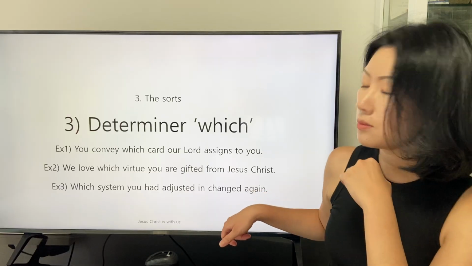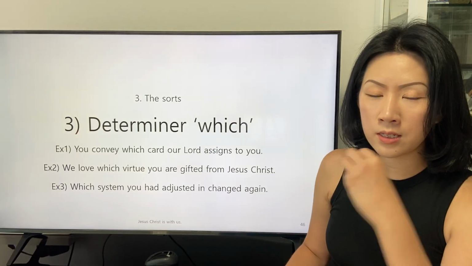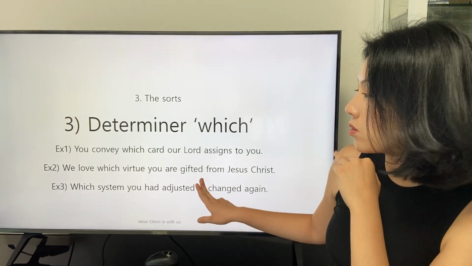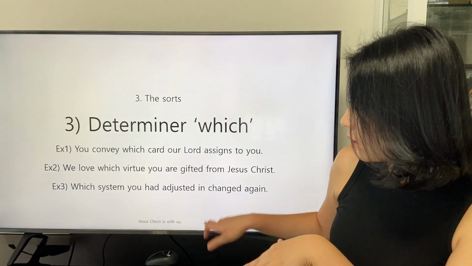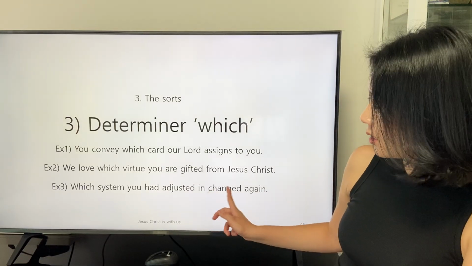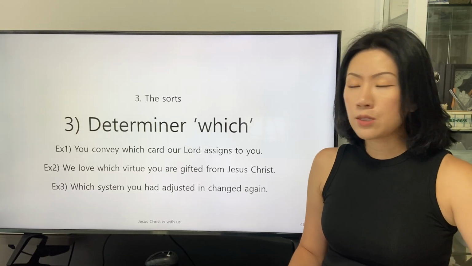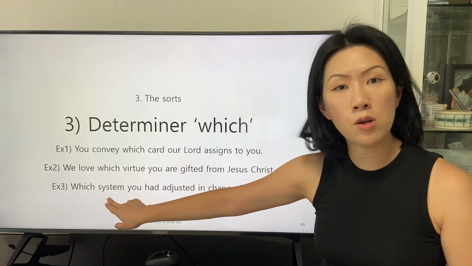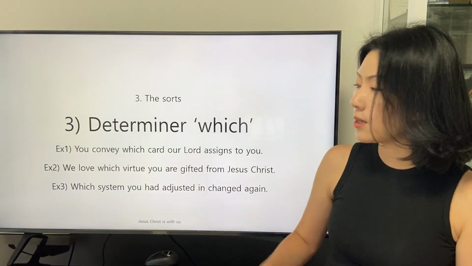In this sentence, we find that the transitive verb changed is applied as the verb of the main clause, and we can say that the subordinate clause, which system you had adjusted in, is the subject of the main clause, while being described by the intransitive verb changed. And let's look into the subordinate clause. In the subordinate clause, the phrase of the general noun which system is the object of the preposition in.